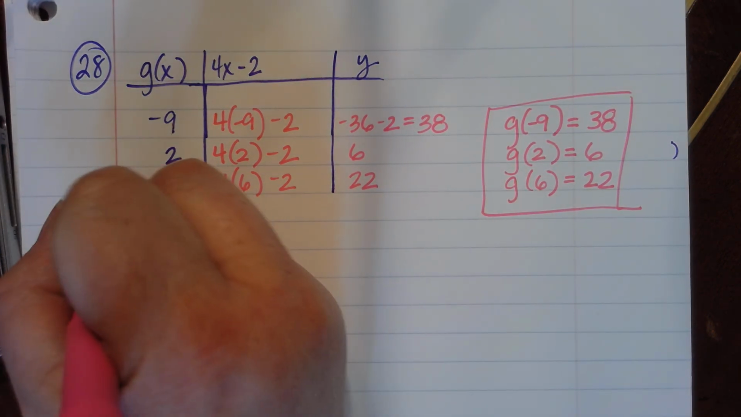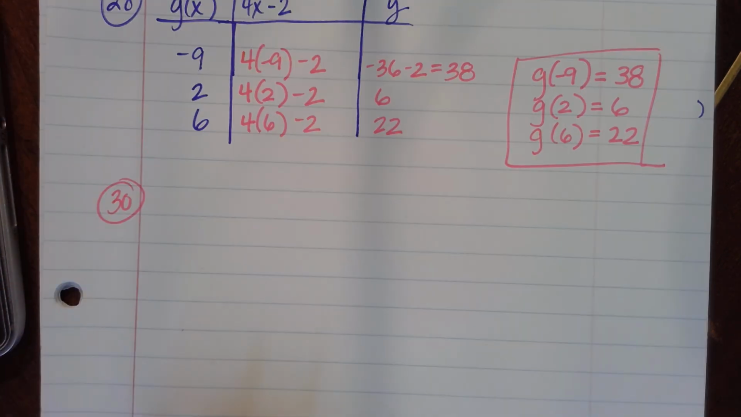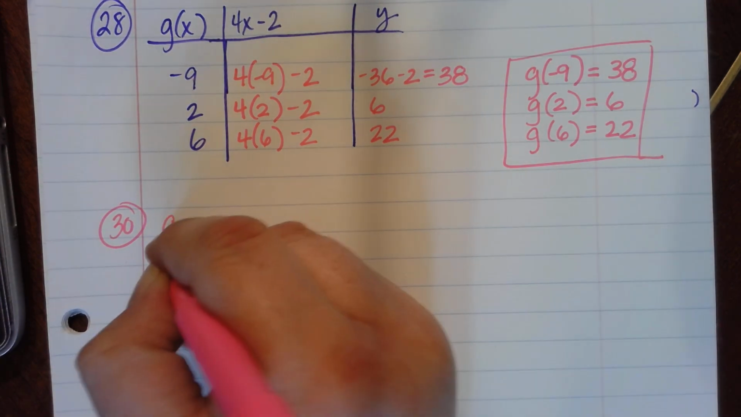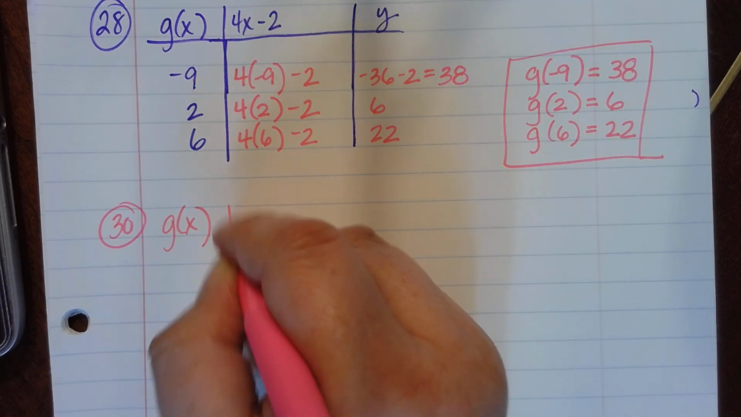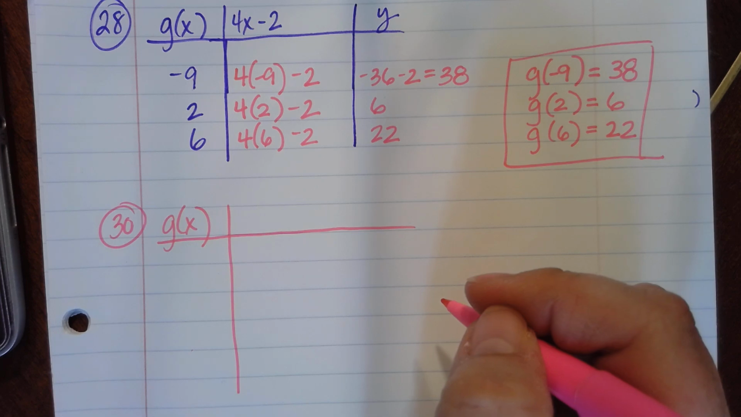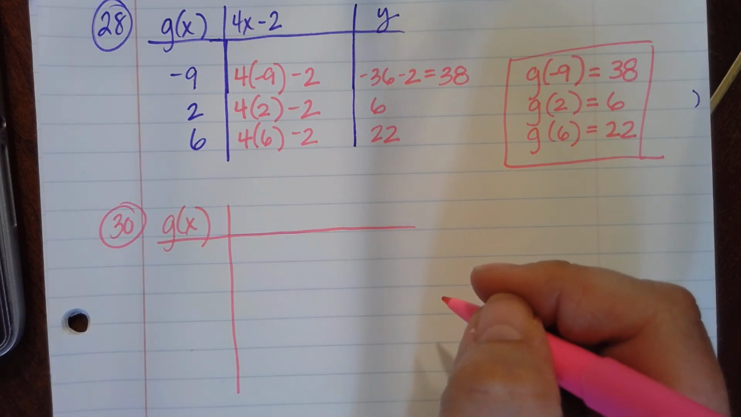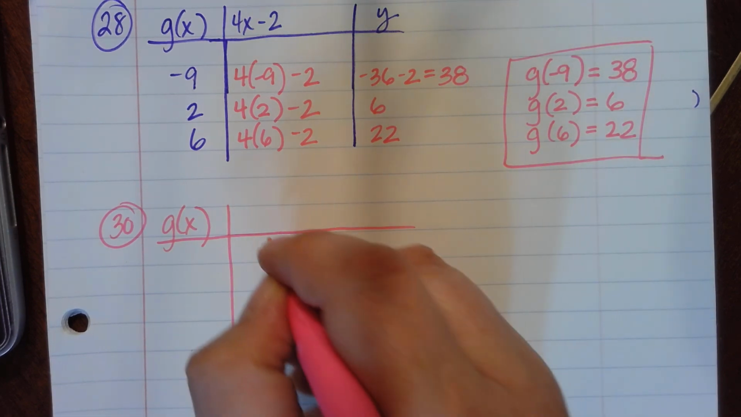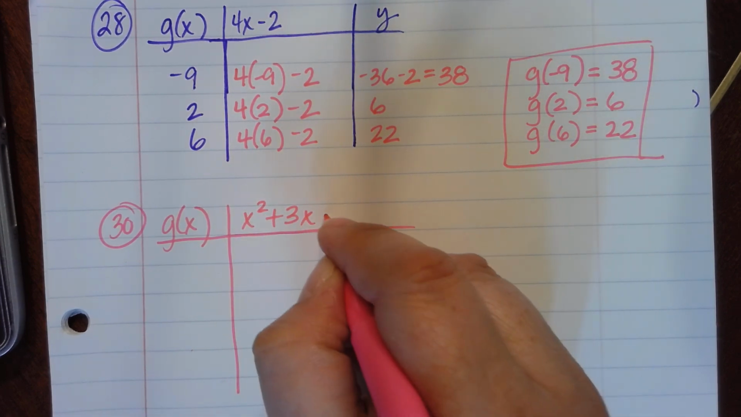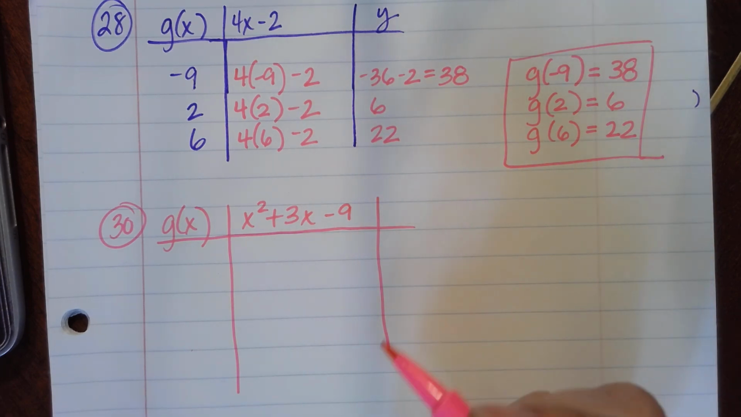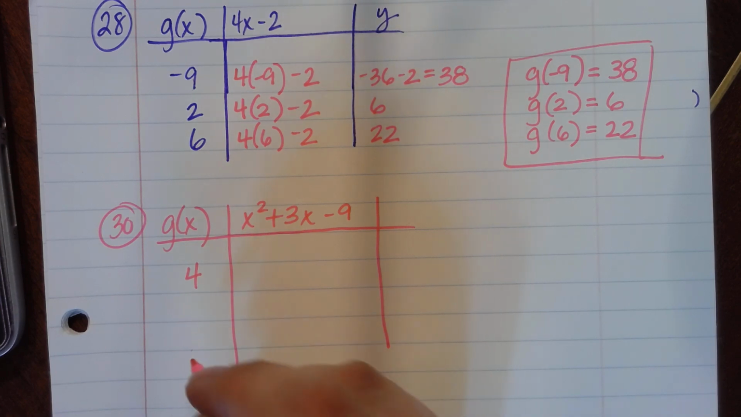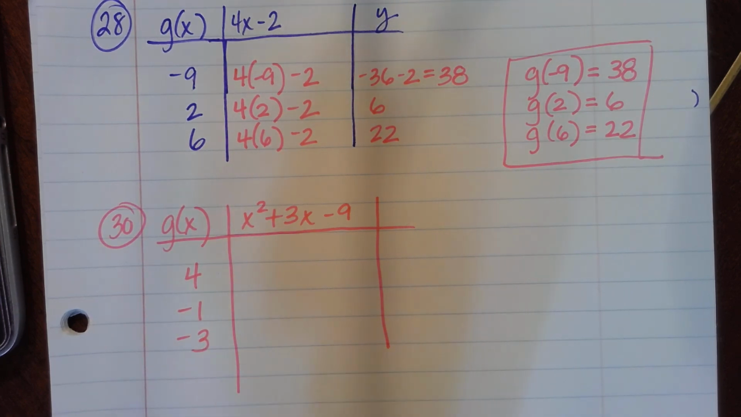Okay, that takes us to number 30. And alright, we're going to do the same thing. So we're going to say we're solving for g of x, and our expression is x squared. Make sure that's right. Yeah, x squared plus 3x minus 9. And that's if x is equal to 4, negative 1, or negative 3.